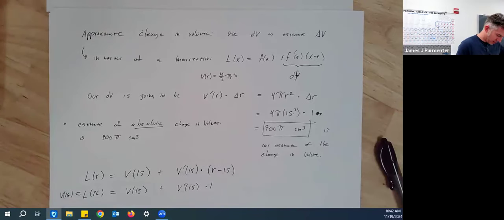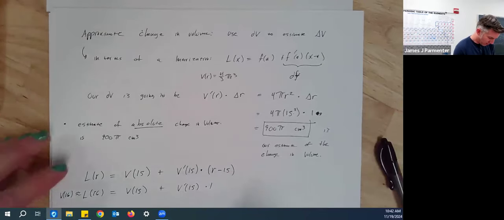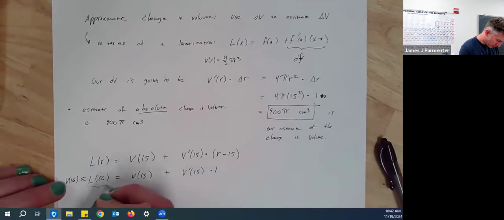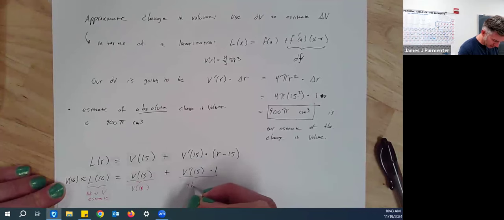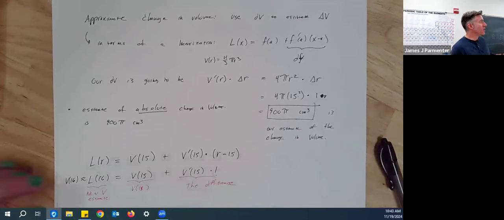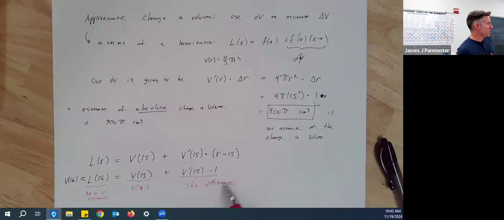So now here's what we've got. We've got our new volume estimate, and we've got our old volume at 15. What we're actually focused on is the difference between them. So if we're just focusing on the difference, we're just taking the derivative multiplied by the change in the input variable.